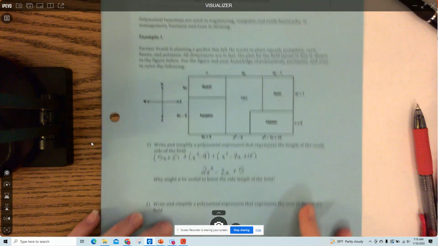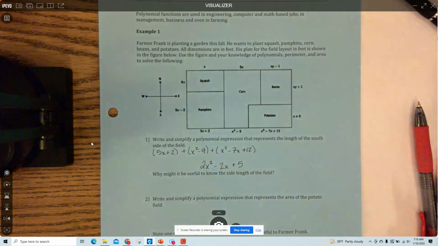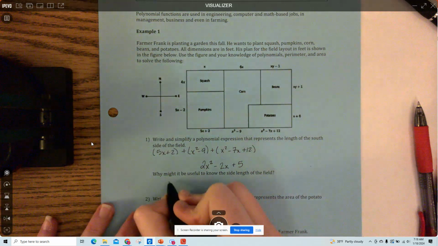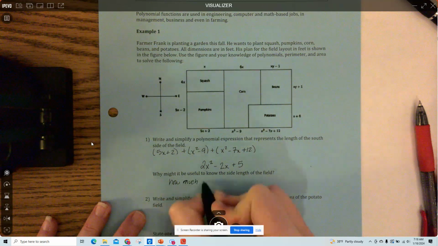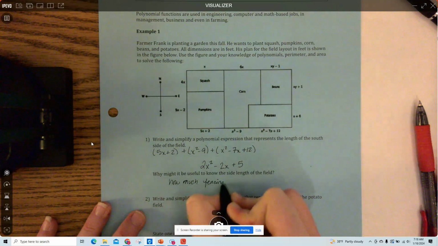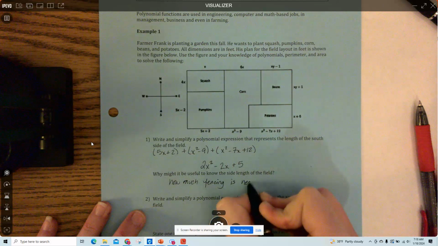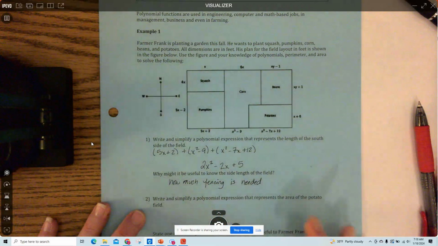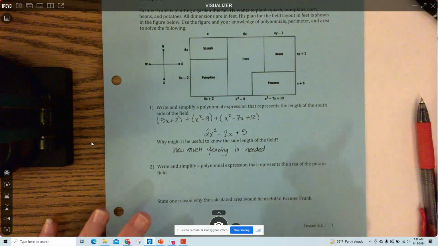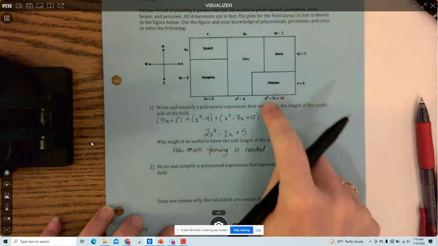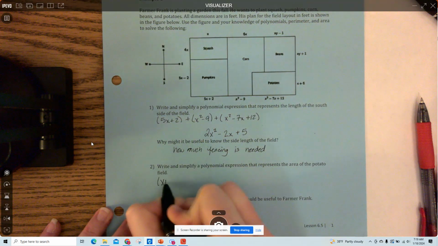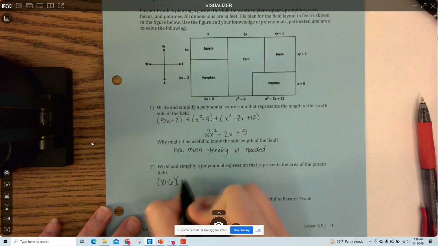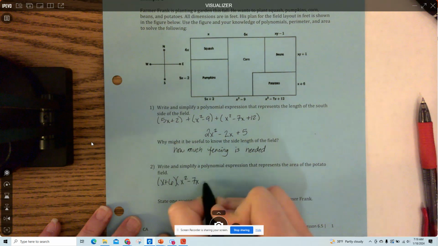Why might it be useful to know the side length of the field? Maybe to know how much fencing is needed if you need a fence on a side. Okay. Write and simplify a polynomial expression that represents the area of the potato field. Potatoes. This side times this side would be area. So x plus 6 times x squared minus 7x plus 12.